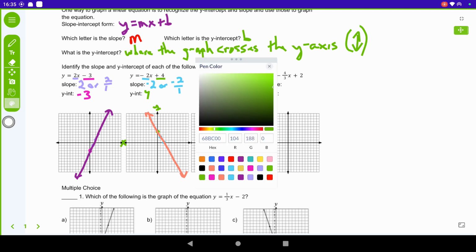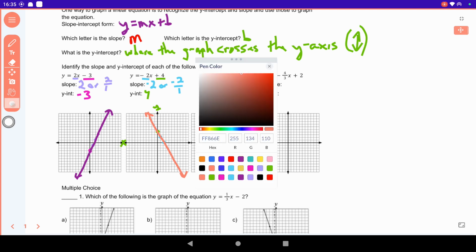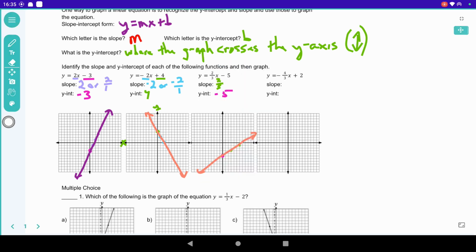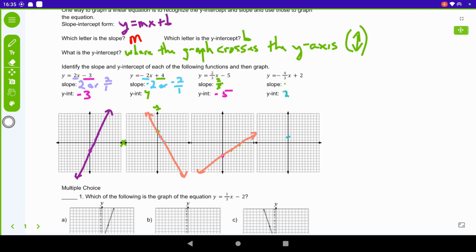And then again, grabbing your straight edge, line up your 3 points, and draw that line that goes through your points to the edge of your graph, and then use arrows, because again, it is a line. It does not end where you stop drawing it. Our last one, our y-intercept is positive 2. So we're going to go to 2 on the y-axis. Our slope, we can see, is negative 4/3.